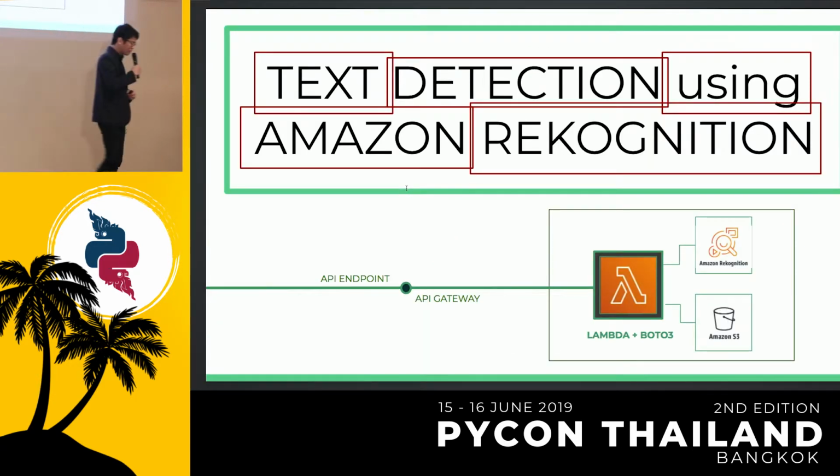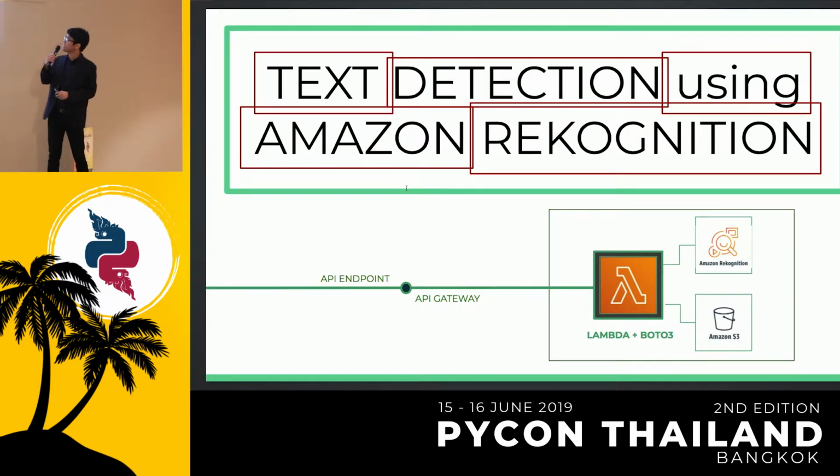So this is one example. In my previous example where I mentioned something about image analysis, facial recognition, there's a tool in AWS called Amazon Rekognition.